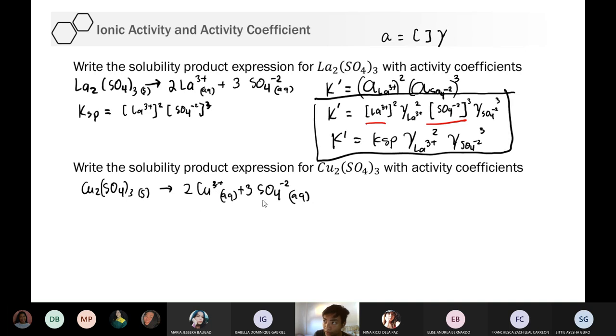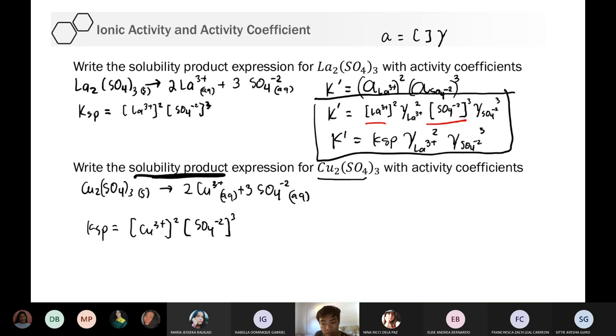So, ganun. So, you write the KSP muna. So, sulat mo muna yung KSP. KSP is equal to the products only, kasi solid yung reactant. No? Pag sinabing solubility product, automatically solid ito. Okay? Ganun yung idea dapat. Okay, so let's write the KSP for the products. That's concentration of copper 3 plus squared times the concentration of sulfate ion cube.